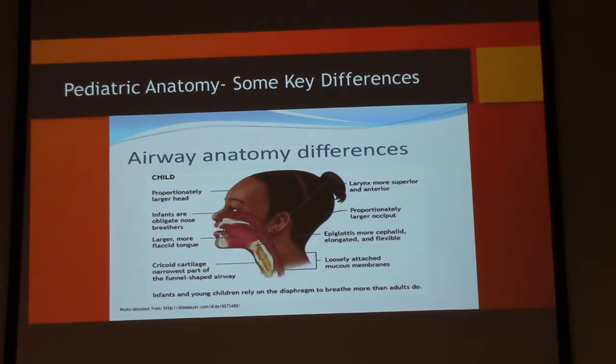With children too, the cricoid cartilage is the smallest area, so it comes down like a funnel, as opposed to an adult, where it's pretty straight. So when they eat things or put things in their mouth and swallow them, everything gets put into that tunnel and can get stuck a lot easier.